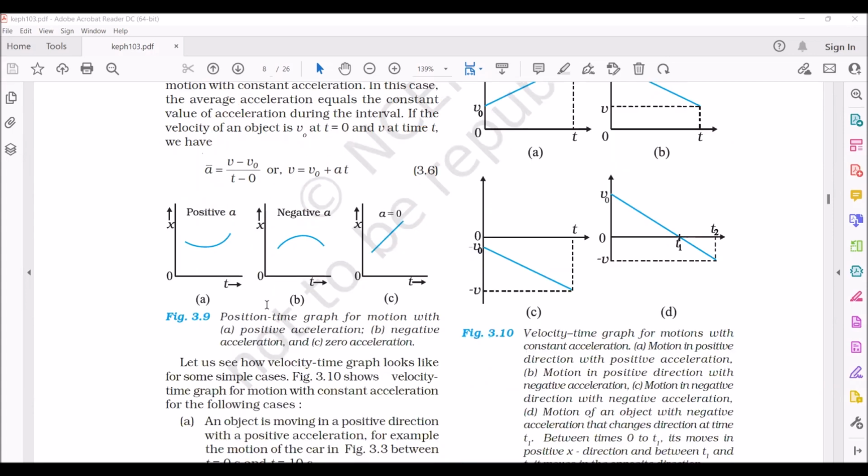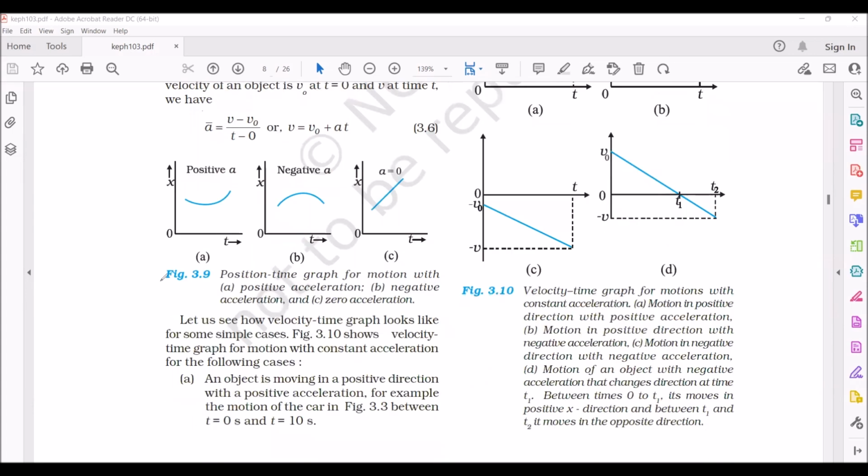Here, if we observe the graph, x is representing the displacement and t is representing the time. This graph is representing positive acceleration and this graph is representing negative acceleration. This graph is representing zero acceleration, because the rate of change of velocity, dx by dt, is zero for this graph.